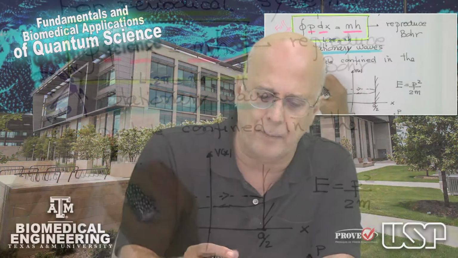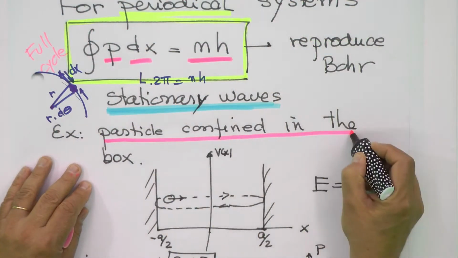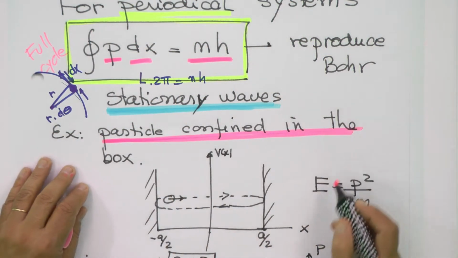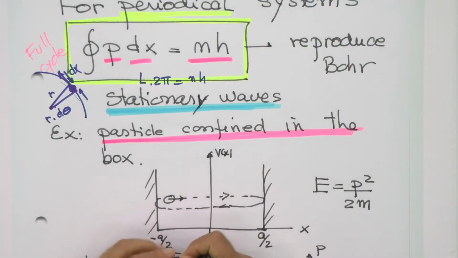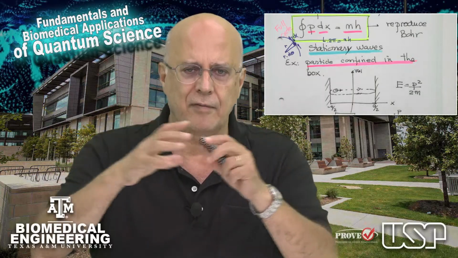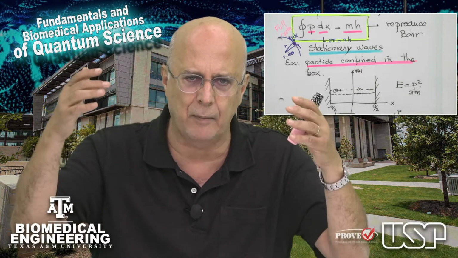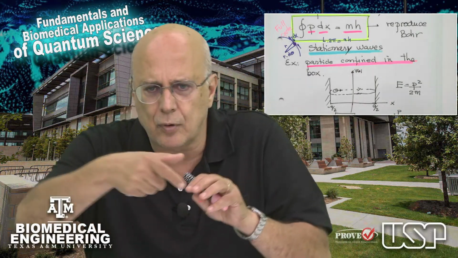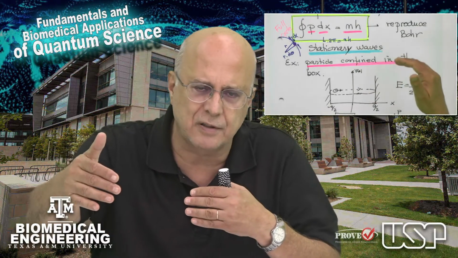And the first thing I'm going to apply is the particle in a box. Why do we like particle in a box and the harmonic oscillator? Because many things in nature are like that. You're going to see that we have macromolecules in biomedical applications, and if the electron is delocalized, it's like a box.